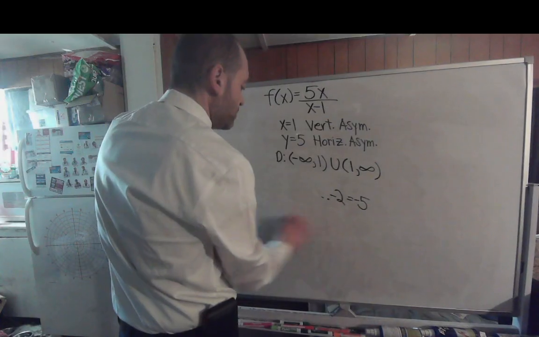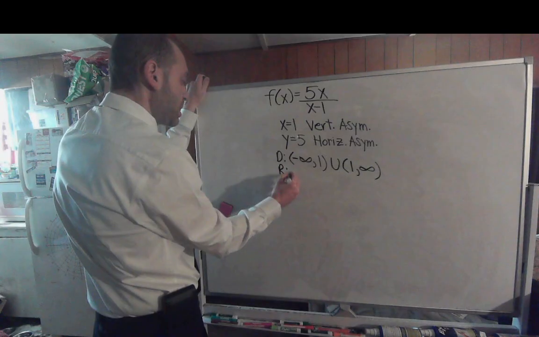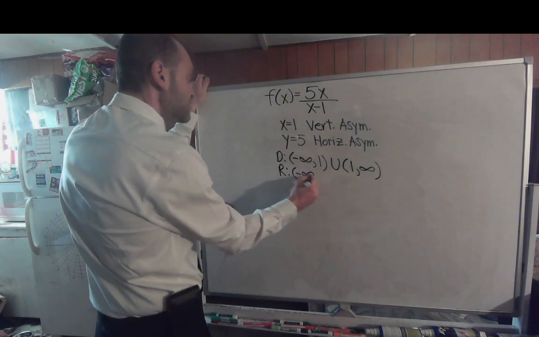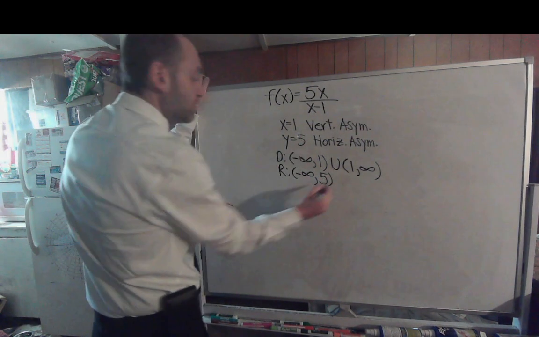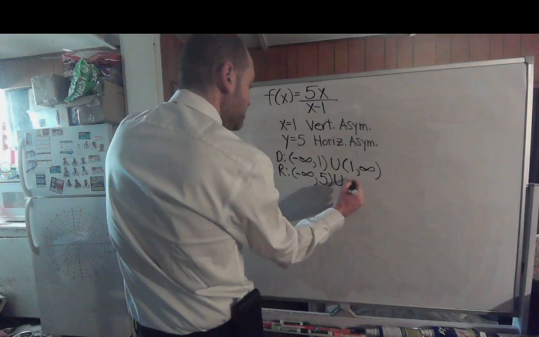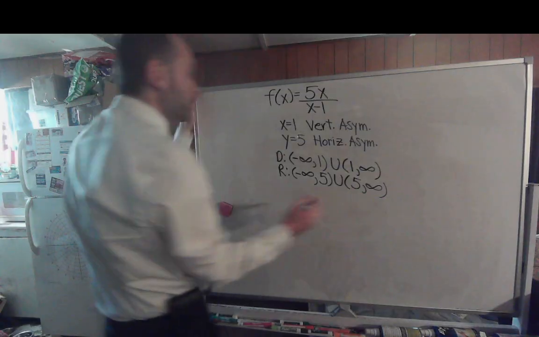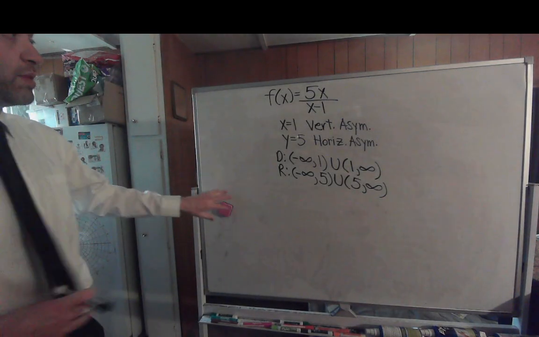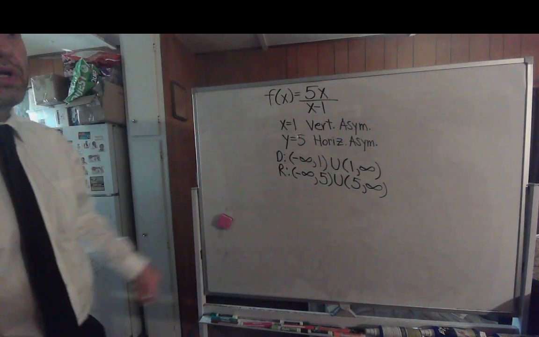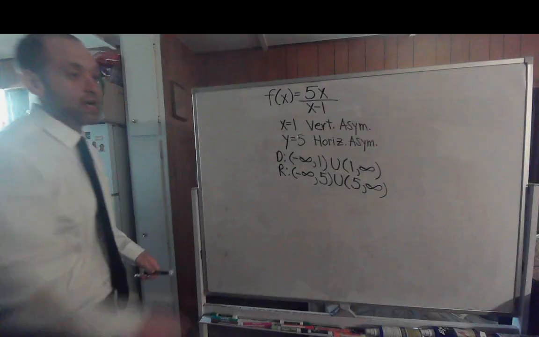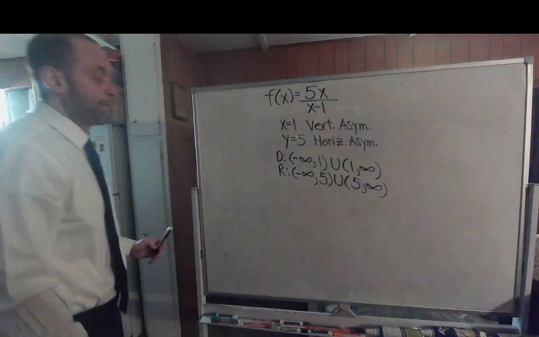Your range is going to be from -infinity to that horizontal asymptote of 5, non-inclusive, in union with 5, non-inclusive, to infinity. There we go. We always have to remember those intermediate values between 0 and 1, and all those fractional values, where for a brief moment you can have negative values.